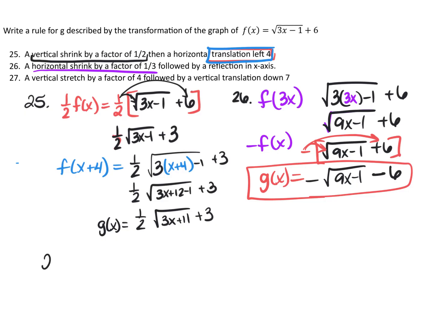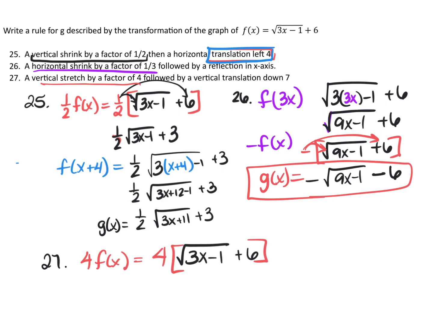And number 27, a vertical stretch by a factor of 4. That's 4f of x, which means I'm going to multiply the entire equation by 4. So 4 multiplies in front, 4 square root of 3x minus 1, and the 4 multiplies to the plus 6, plus 24.